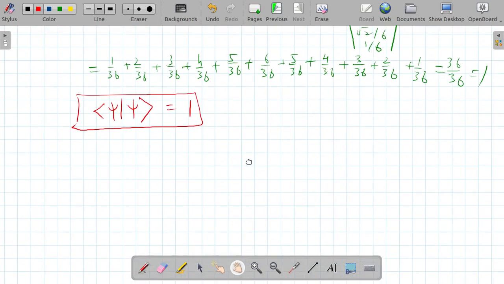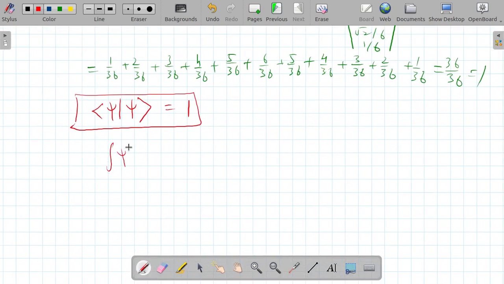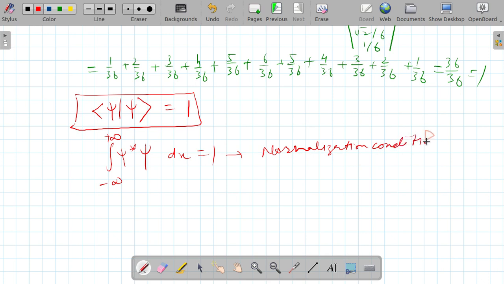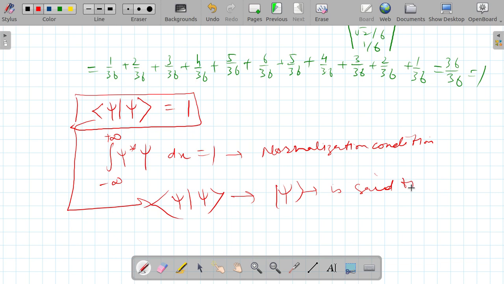And another thing which we have learned is that the integral of psi star psi from minus infinity to plus infinity is always unity. So this is the normalization condition. That means this represents that the wave function is normalized, that is, psi is said to be normalized. Right? So this is a very interesting result which is emerging out from bra and ket notations.